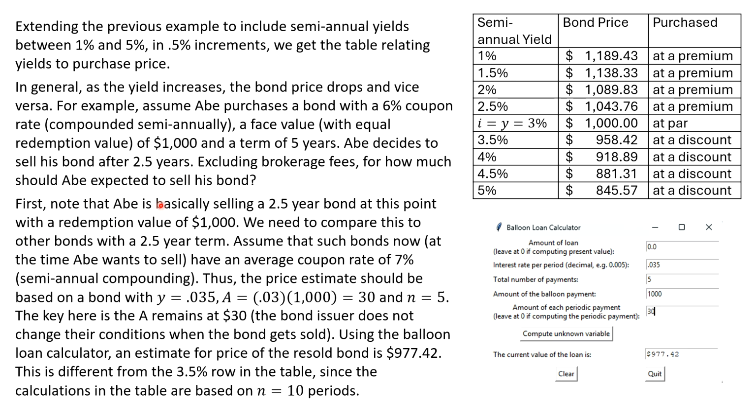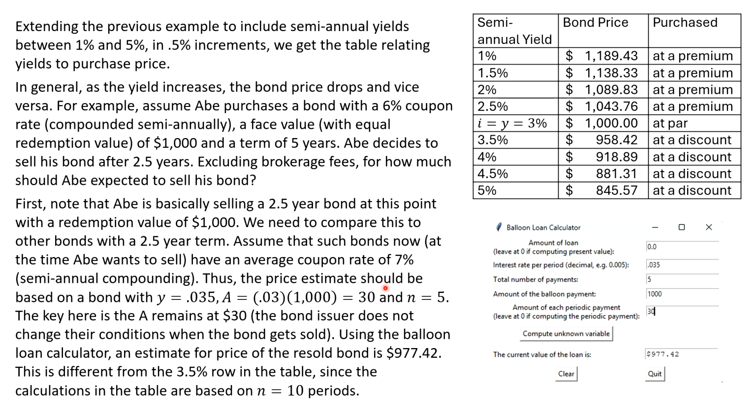So first note that Abe is basically selling a 2.5-year bond at this point. We're assuming he got the first 5 coupon payments and there are 5 more to come, just to be clear. The redemption value is still $1,000. And we need to compare this to other bonds with a 2.5-year term. Assume that such bonds now have an average coupon of 7% semi-annually compounded.